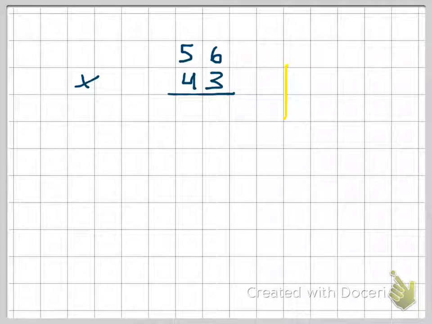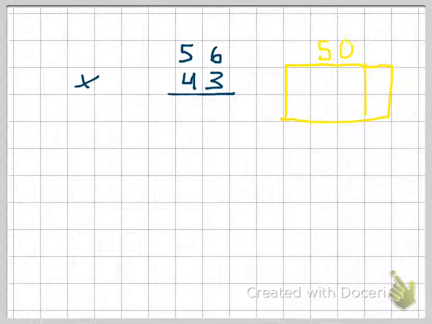If you think about it, if we had a rectangle here and we had split it into 50 and 6 and 40 and 3, we split the digits, right? So we do 3 times 6, we do 40 times 50, we do 3 times 50. We do each of the parts separately, and that's all we're doing in the algorithm.